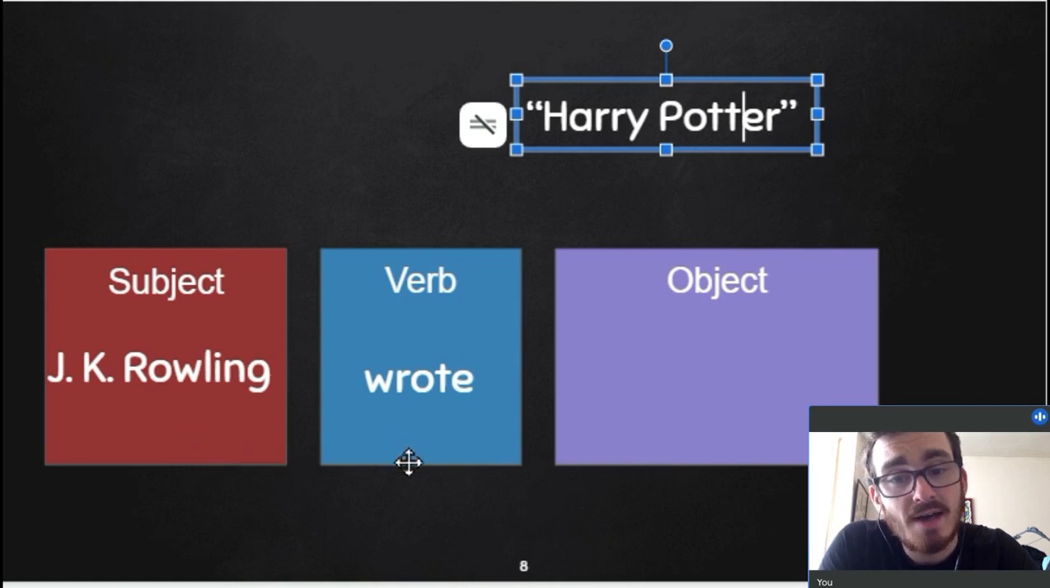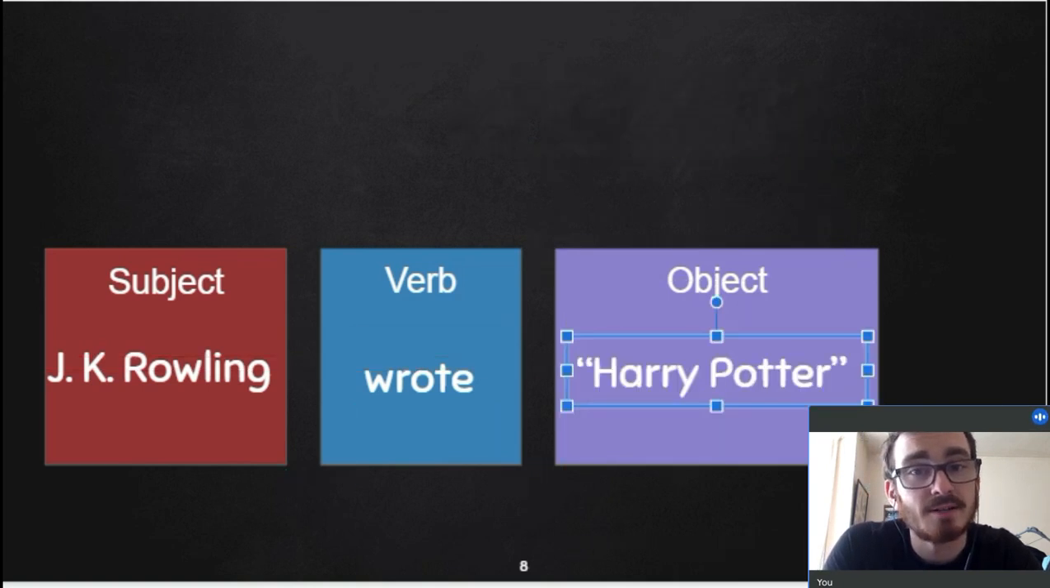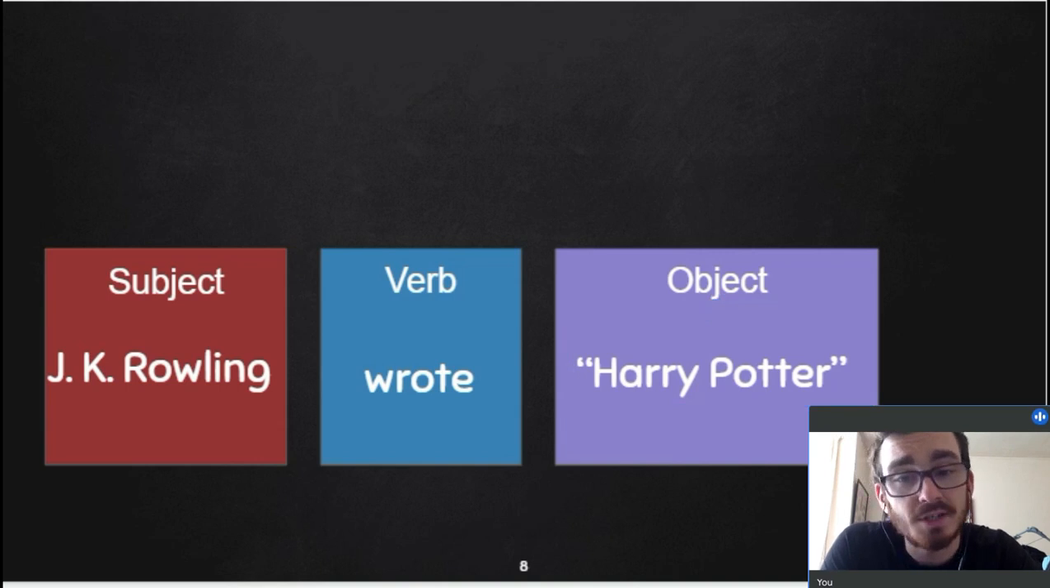But we have an object. We have Harry Potter. So J.K. Rowling wrote. What did she write? Harry Potter. And this is the order that we write this in for the active voice. J.K. Rowling is acting upon writing, and what she's written is Harry Potter.